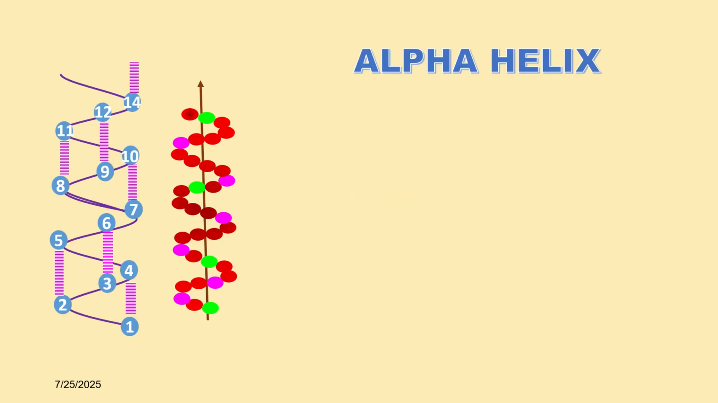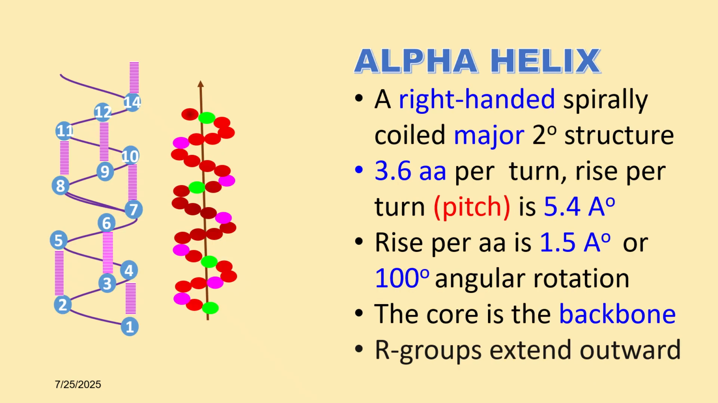So now coming to the alpha helix, it is a right-handed spirally coiled structure which is a major form of secondary structure. It has 3.6 amino acids per turn. The rise per turn, which is also called pitch, is 5.4 angstrom. Therefore the rise per amino acid is 1.5 angstrom, and the angular rotation in this structure is 100 degrees per amino acid residue. The core is made up of peptide bonds, or you can say the backbone, and the R groups extend outward in this structure.